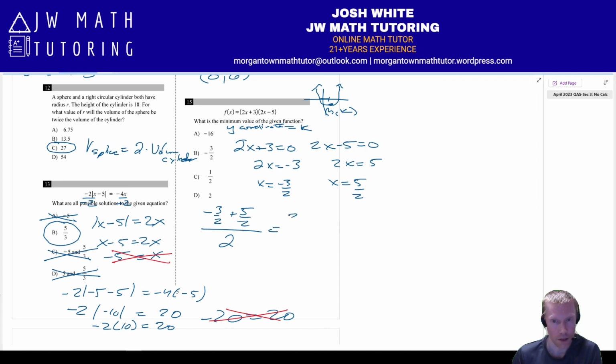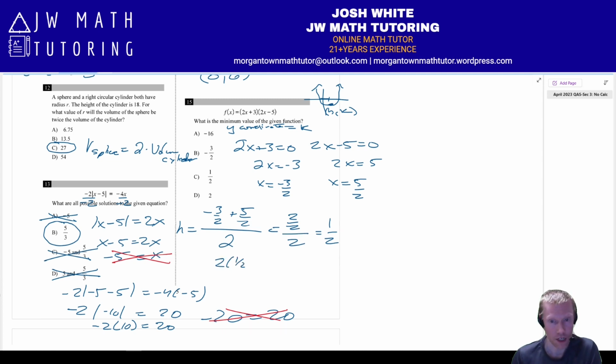So when I add them on top, I get 2/2, and that's just equal to 1. So the h value of this vertex is equal to 1/2. Now we take 1/2, we plug it in for x to get its corresponding y value, or the k, and that will be the answer to the problem.